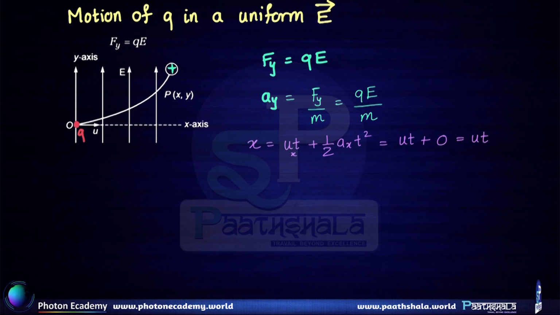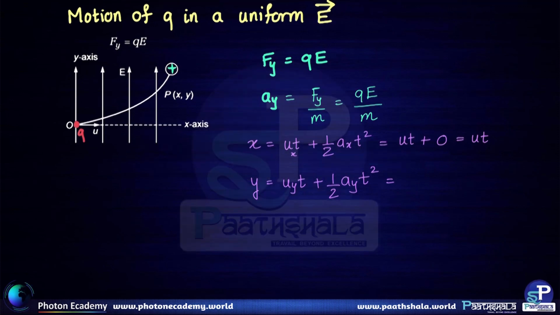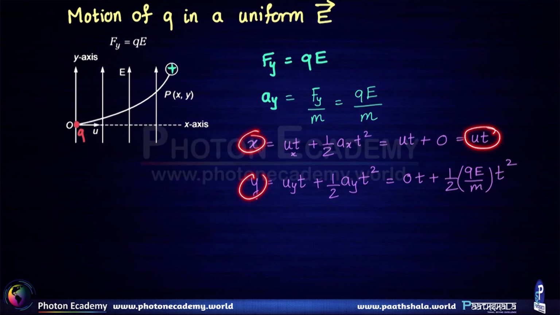Now let's look at the y direction. In the y direction, we can write down y is equal to uy t plus half ay t square. So uy happens to be 0. Therefore this is 0t plus half ay. Ay we have seen is qe upon m t square. So from these two equations, what do we have? We have x to be equal to ut and y to be equal to half qe upon m t square.